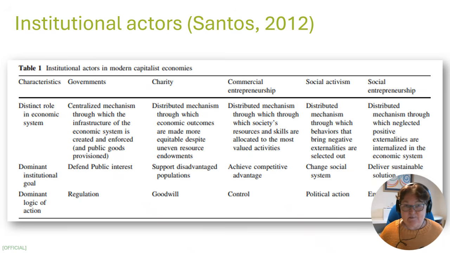Okay, in Santos's paper, which we looked at in the first video this week, he talks about who are the institutional actors in a capitalist economy, and they are governments, charities or non-profits, commercial entrepreneurs, social activists, and social entrepreneurs. And who can best provide these services?